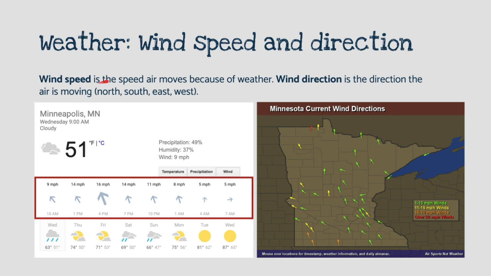All right, so wind speed and direction. Wind speed is the speed air moves because of weather. Wind direction is the direction the air is moving, north, south, east, west. So when you guys look at a forecast, I just Googled this one, but you can see it shows the miles per hour that the wind is moving and the direction. So it has the speed and the direction.